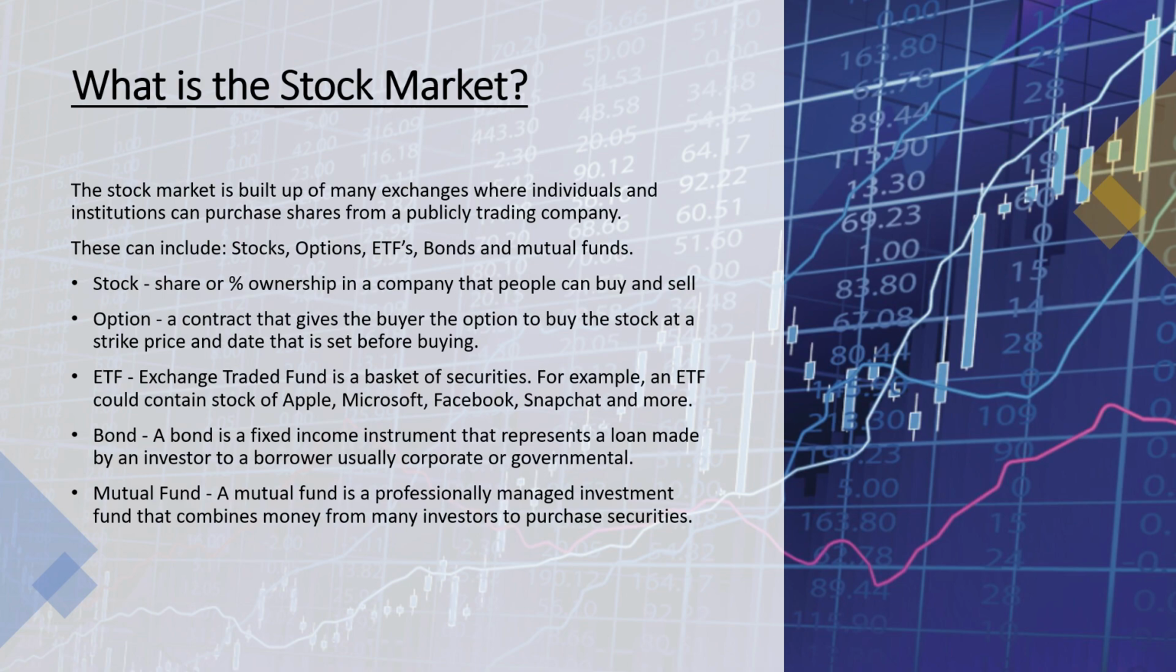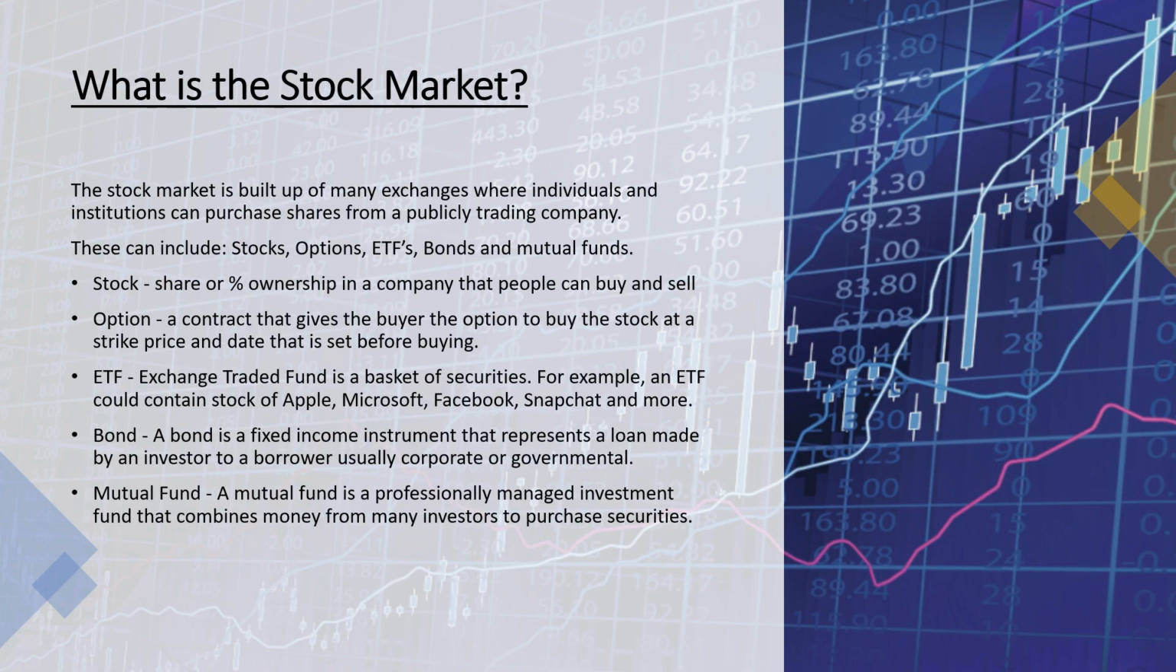Now, an option is a contract that gives the buyer the option to buy the stock at a strike price and date that is set before buying. I will go into this in a bit more detail in some upcoming videos, but because you're just going to be learning the simple trading, we won't go into options because that is quite different.